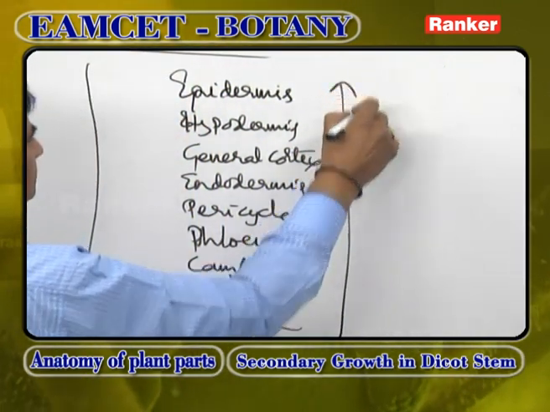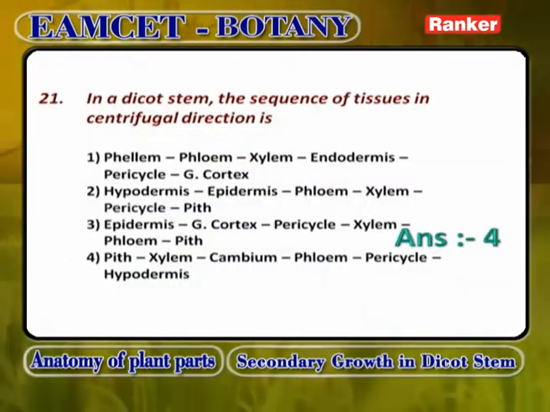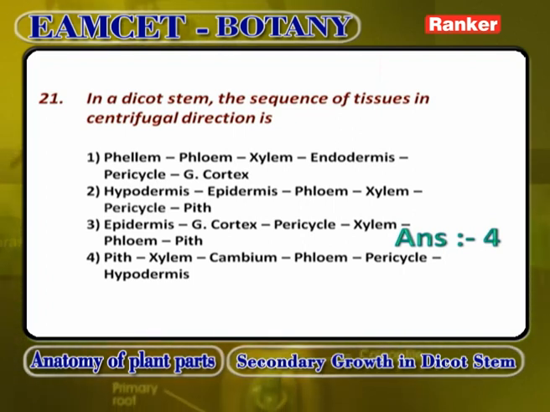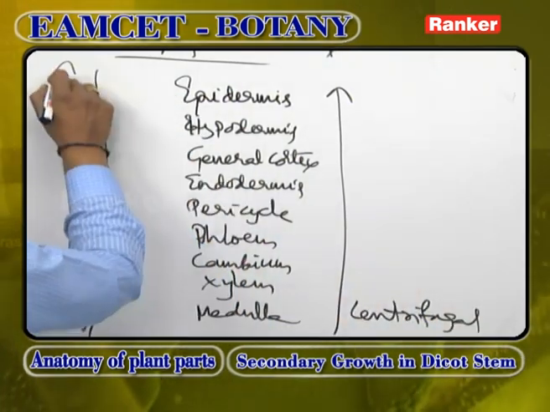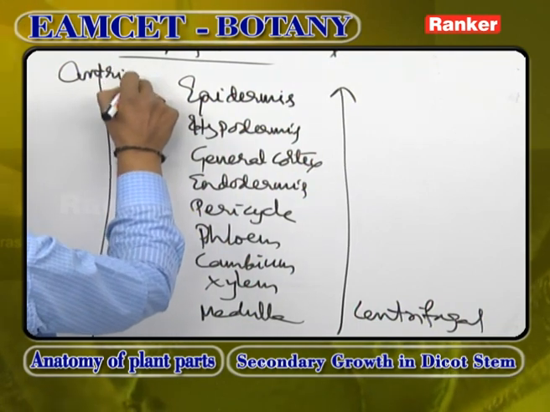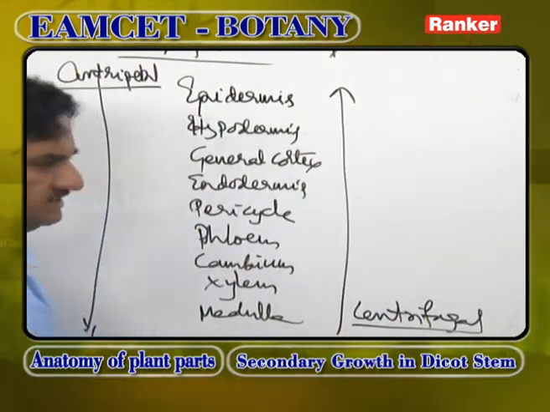Centrifugal means from center to periphery. So the answer is medulla, xylem, cambium, phloem, pericycle and hypodermis. This is called centrifugal explanation and this is called centripetal explanation. From periphery to center is centripetal, from center to periphery is centrifugal.